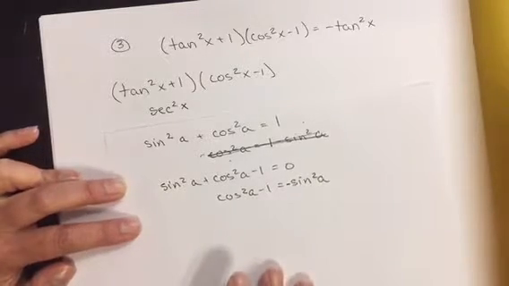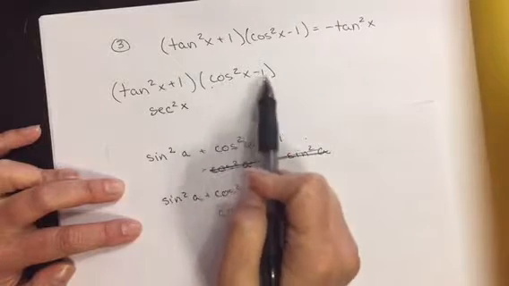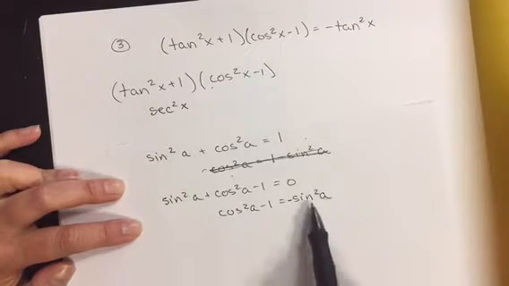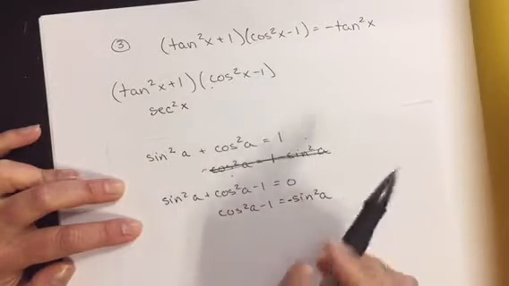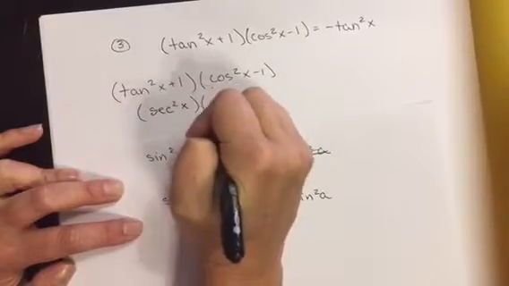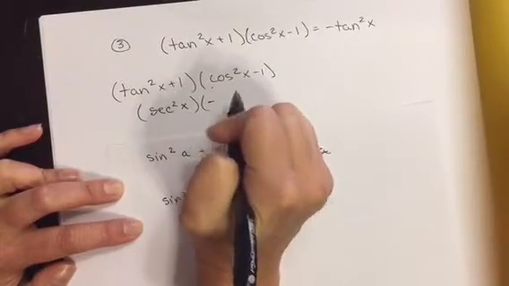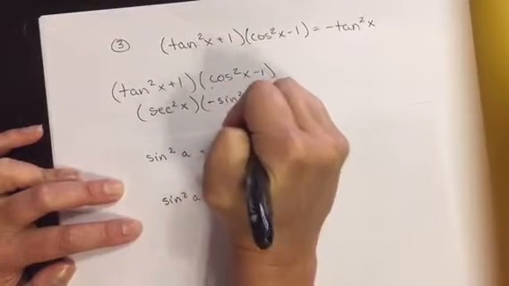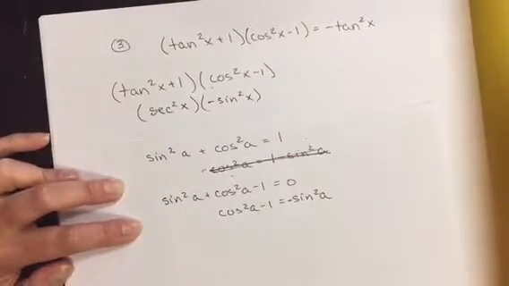Okay, now remember, we're going to take this and we're going to replace it with the negative sine squared a, but of course our variable in our current problem is x. So negative sine squared x. So that was using the Pythagorean identity.